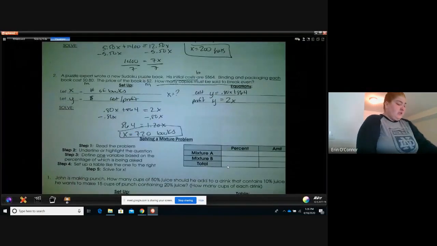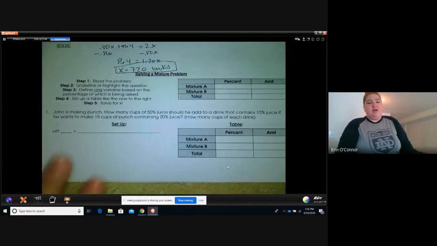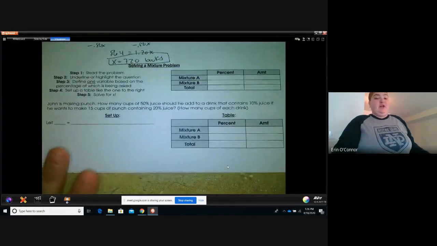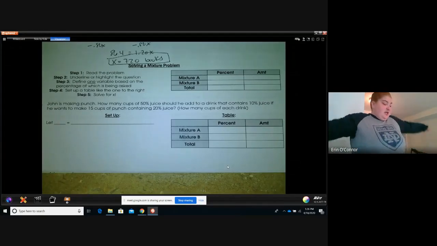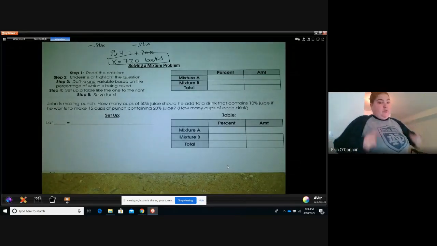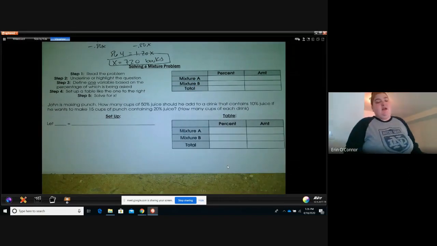Okay. So I kind of rushed through this because I think you're more than capable of doing it, and I know how difficult these mixture problems are. So I really wanted to give you a chance to look over these and try them. First we're going to read the problem. We're going to underline or highlight the question, define one variable, so only one variable, based on the percentage of which is being asked. We're going to set up a table like the one to the right. You're going to have a table like this on all of these.